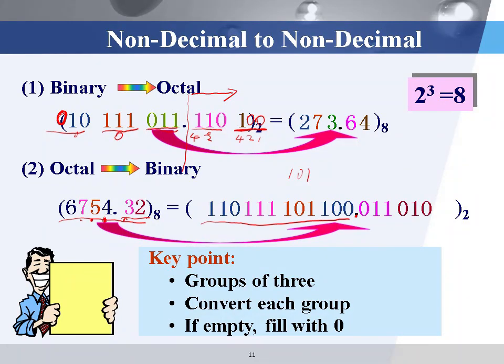The key point for this approach is that we make groups of 3 binary digits, and we convert each group. If a group doesn't have 3 digits, we fill the group with zeros. But remember, don't change the value of the original number. So you need to pay attention to the position where you put the zeros.